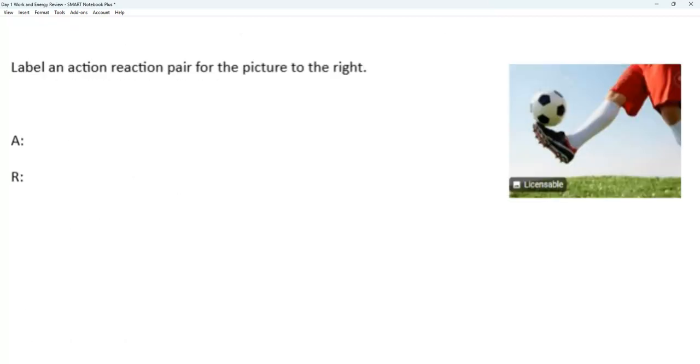All right, so the first question on the review that is not just a strict vocab definition is a picture, and in that picture there's an action-reaction pair. So you have to just identify one action-reaction pair. It's up to you. There's usually several within one picture, but there's an obvious one in this. So remember, an action-reaction pair deals with Newton's third law of motion.